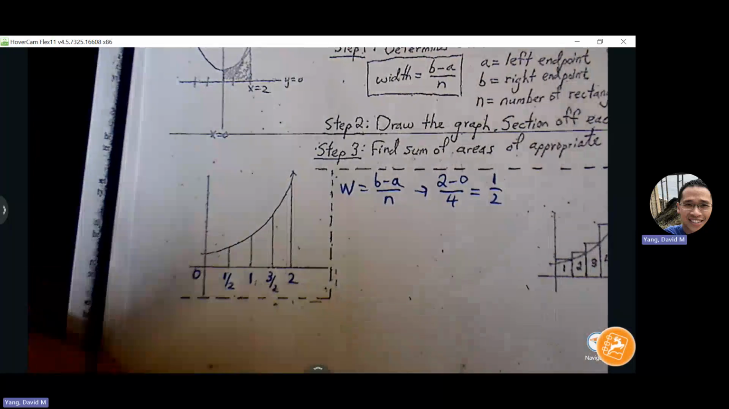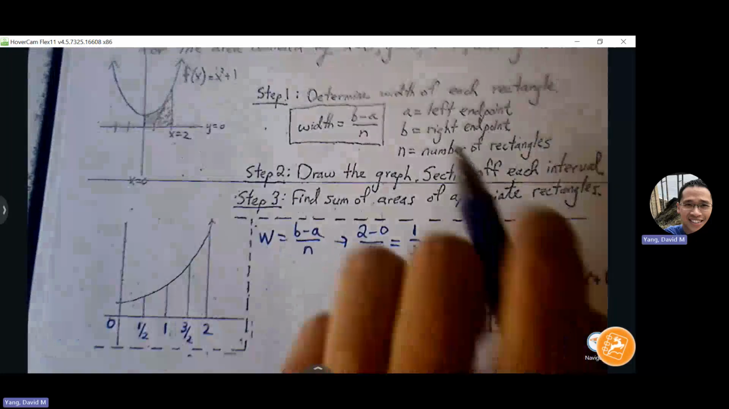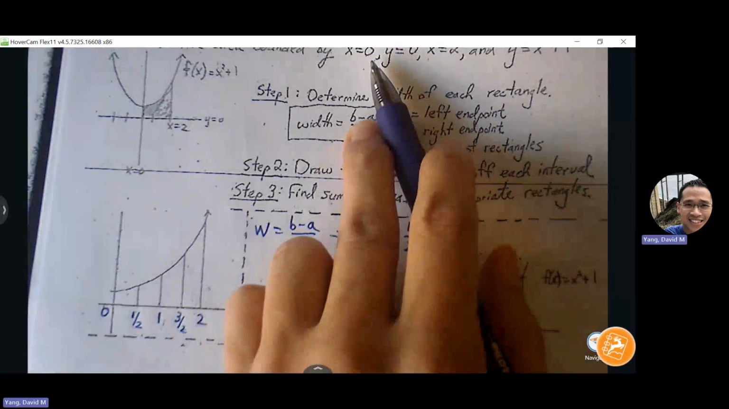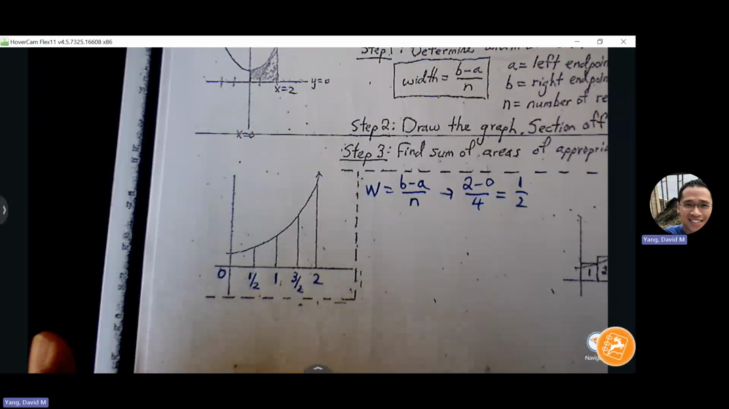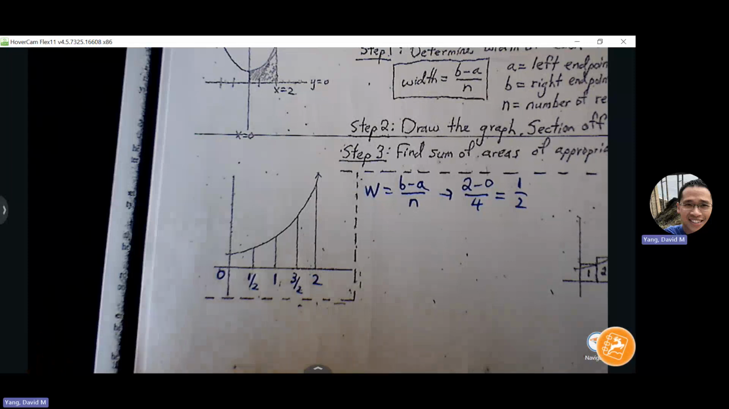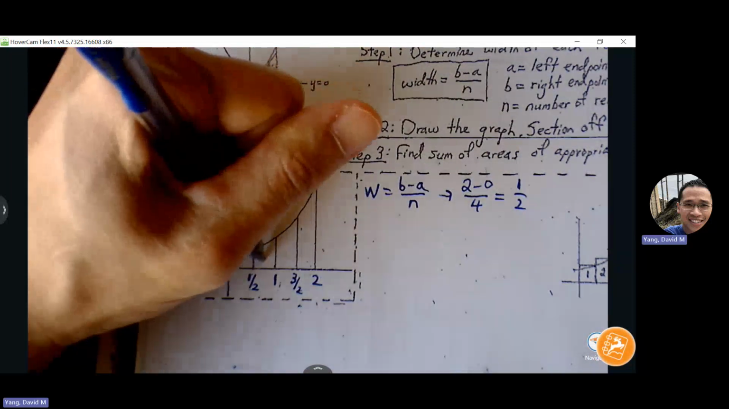Okay, so yes. Question. How to get to 0? So it says the area is bounded by x equals 0 and x equals 2. Yeah, so the boundary will always be provided for you in the problem. You never have to guess what the boundaries are or the number of rectangles are. So let me label this here. So this is my first region, second region, third region, and fourth region.